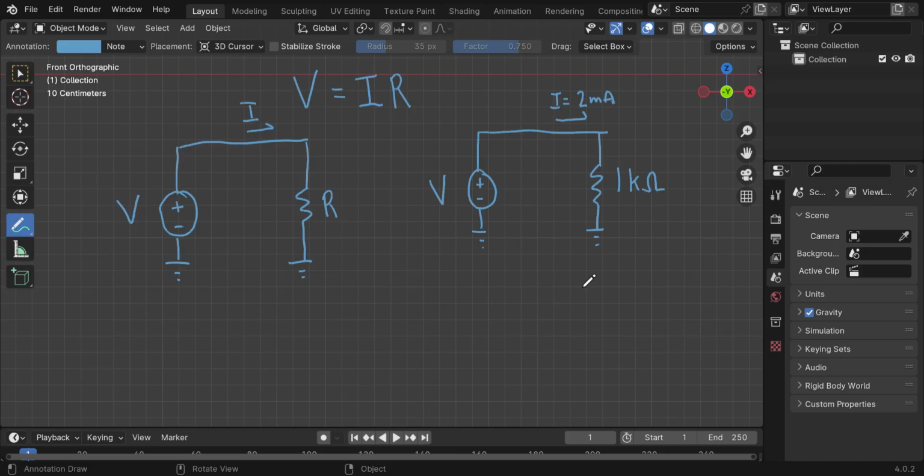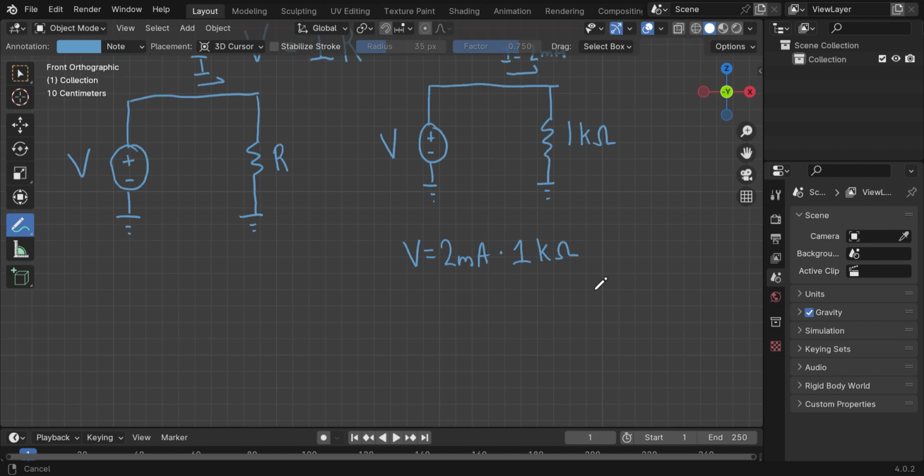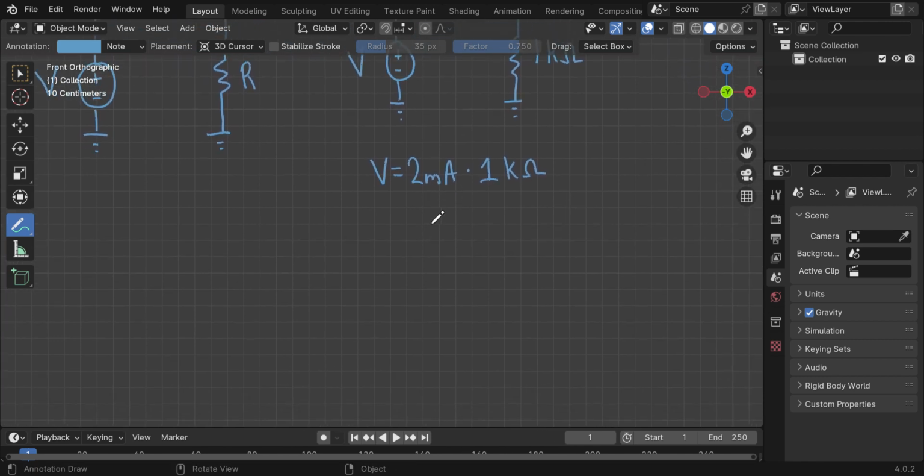So using Ohm's law, we can find the voltage source has to equal the current, which is 2 milliamps, times the resistor value, which is 1 kilo ohm. Now that ends up being 2 volts. Volts is the unit of voltage.